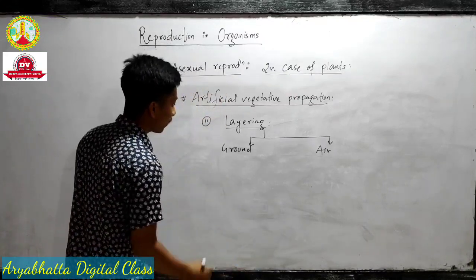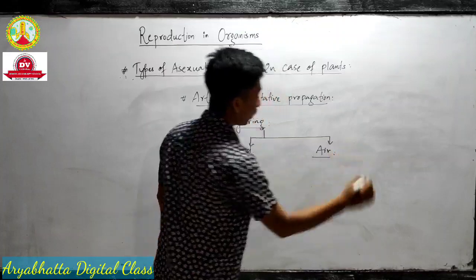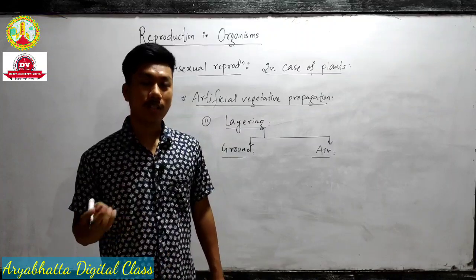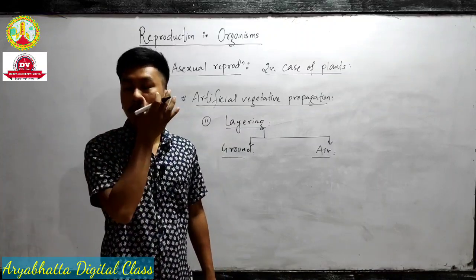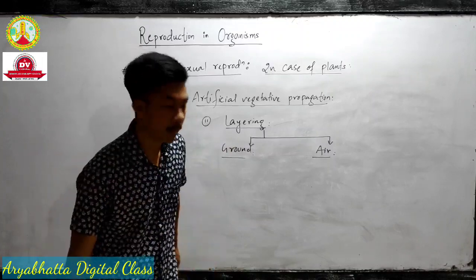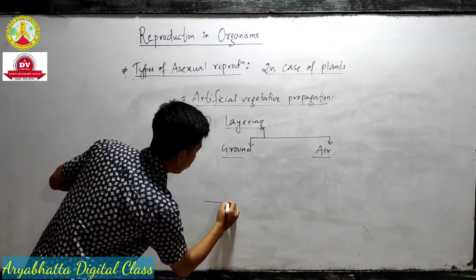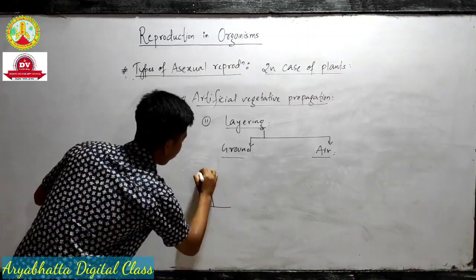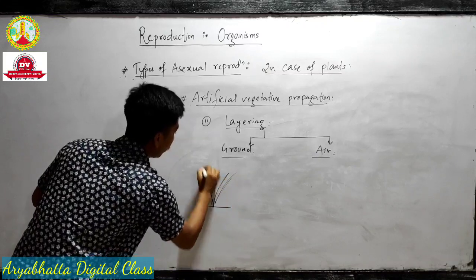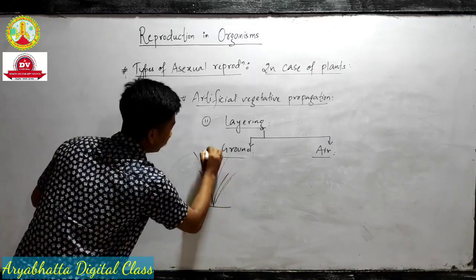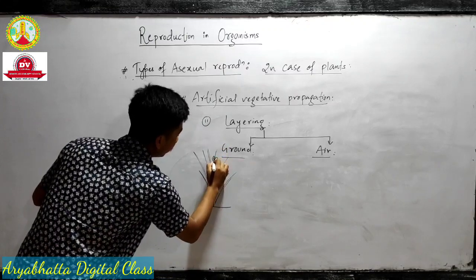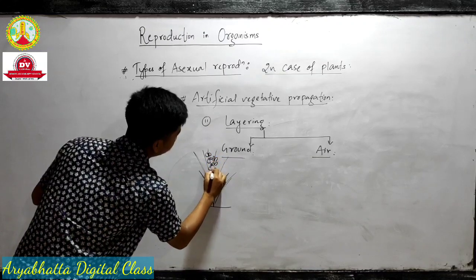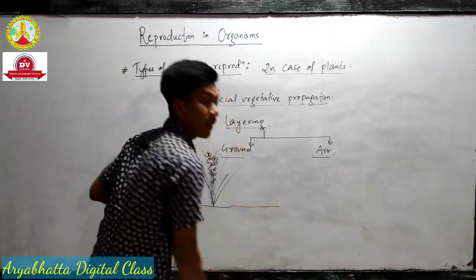So layering: ground layering and air layering. In ground layering, the plant has a flexible stem. It can be done only on plants which have a flexible stem, for example jasmine. Have you seen jasmine? I'm just making a rough diagram. It has a flower, smells very good, right? In jasmine, the stem is very flexible.